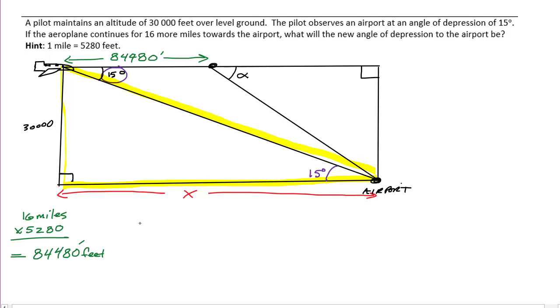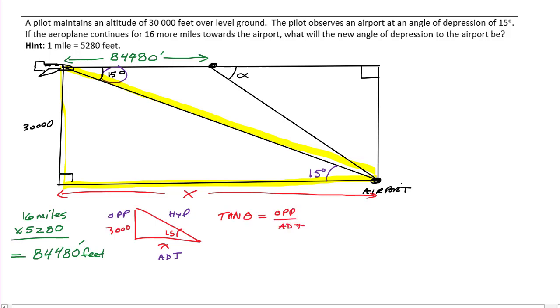All right, so what do we have? Let me just draw that triangle on its own separately. We have 15 here, this is 30,000, and this is x. If we label this, we don't have the hypotenuse, we just have the adjacent and the opposite. So that calls for tan. Tan is opposite over adjacent.